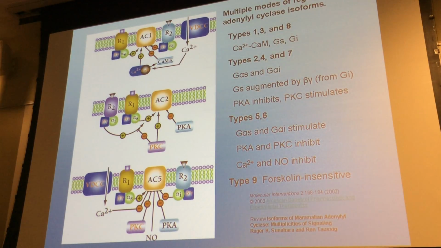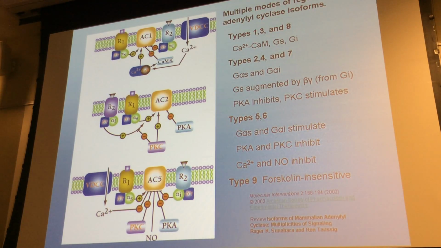Now, just to make sure that you're not confused, I'm going to confuse you even more by letting you know that this prototype that we've just looked at, that you're all going to go home and think you got to memorize, is not the only way that we can regulate these. And so if you think this broad generalization of cyclic AMP goes up, the cell gets activated, is going to be true for all of these, let me tell you that we have 9 different kinds of adenylyl cyclases.